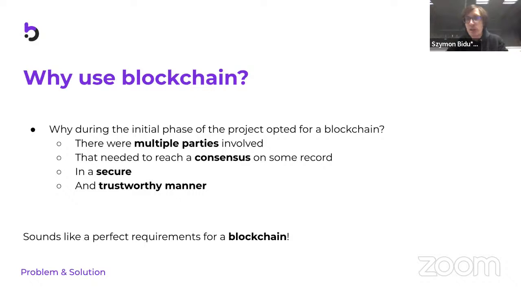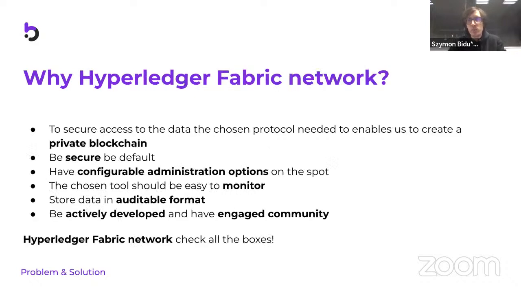Then we thought about what kind of blockchain would be perfect for our client. And we realized that we needed a blockchain that would be private. It needs to be secure by default. It needs to have extensive administration capabilities. It needs to be easily monitored. And it needs to be developed by an active and engaged community. And again, as we put all these requirements on the blackboard, we immediately realized that Hyperledger Fabric Network would be the perfect solution. So we have blockchain. We have a way to implement this blockchain with Hyperledger Fabric.